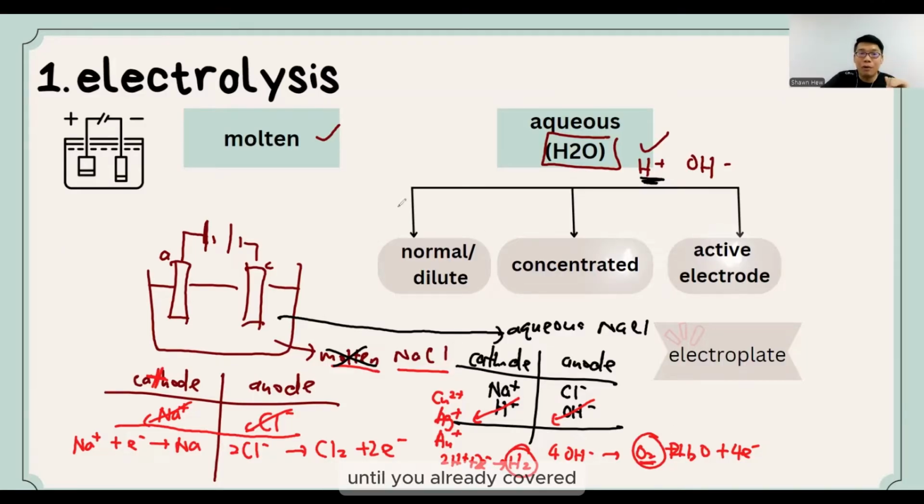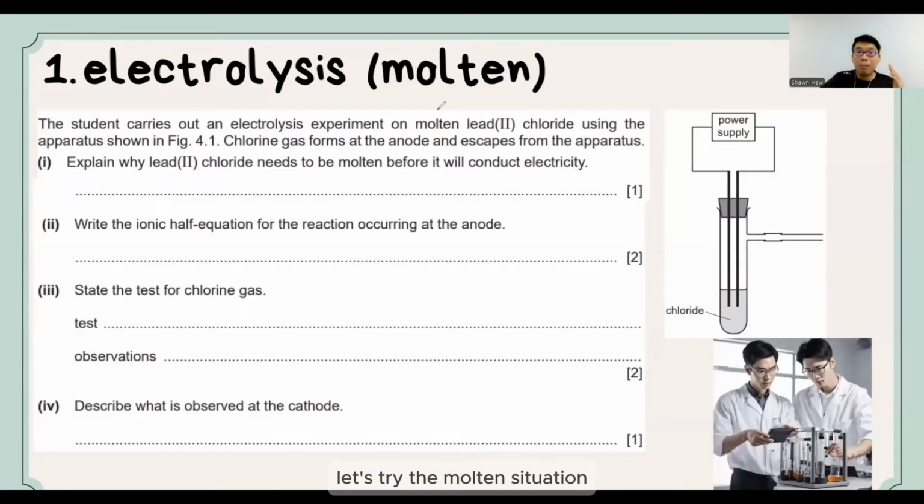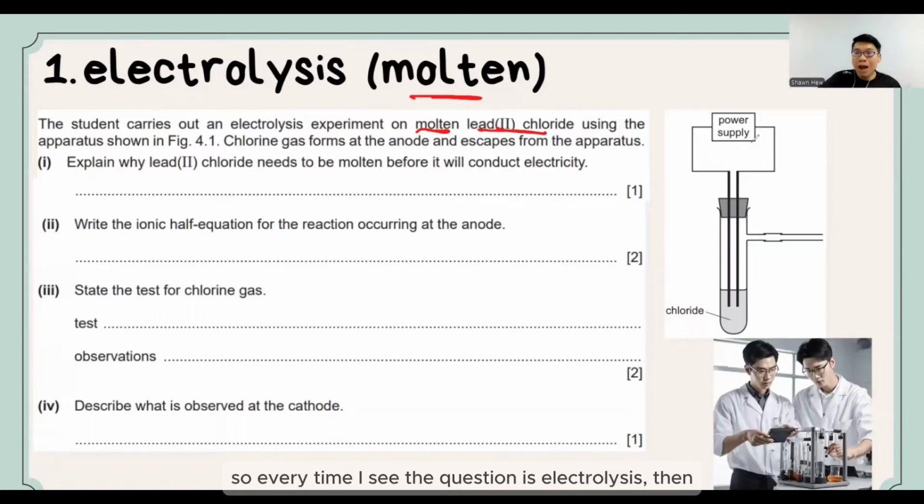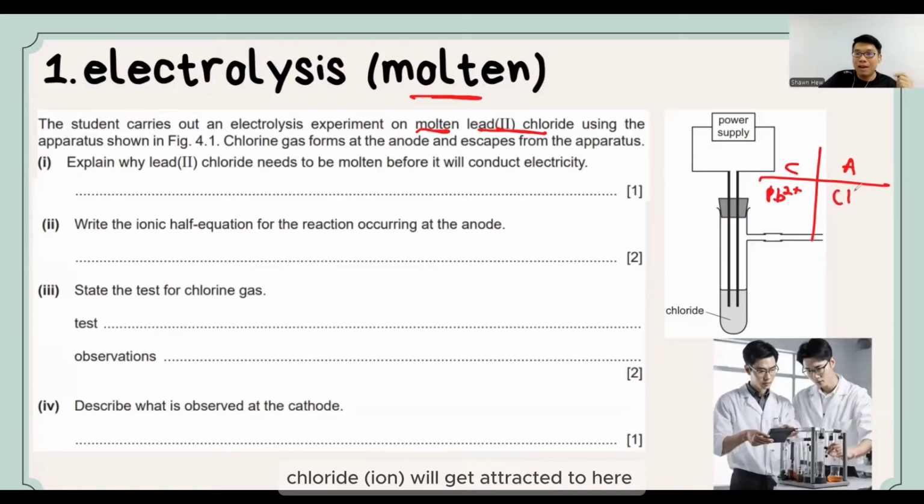Up until here we already covered the difference between molten and the normal aqueous situation. Let's try the molten situation. The student carries out an electrolysis experiment on molten lead chloride. So every time I see the question is electrolysis, I will directly write down my cathode and anode. In molten state, lead 2 plus will get attracted here, chloride will get attracted to here, and then there is no H plus and OH minus. So we directly discharge this and this.